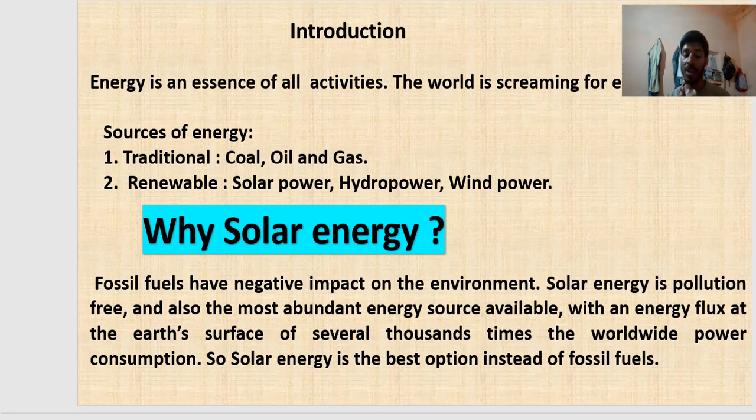So, the question is why solar energy? As we know, fossil fuels have a negative impact on the environment, but solar energy is pollution free and also the most abundant energy source on the earth, right? The solar energy on the earth is several thousand times the worldwide power consumption. So really it's amazing. Solar energy is the best option instead of fossil fuels.